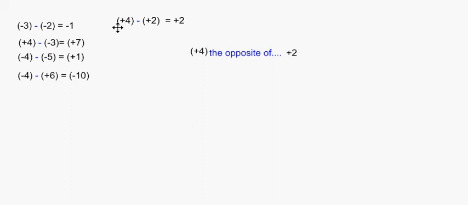So this question could say, instead of +4 subtract +2, it could say +4 and then do the opposite of adding 2. So this blue subtraction sign is the blue words the opposite of. So what's the opposite of adding 2? The opposite of adding 2 is subtracting 2. So 4 subtract 2 would give me the answer of +2.